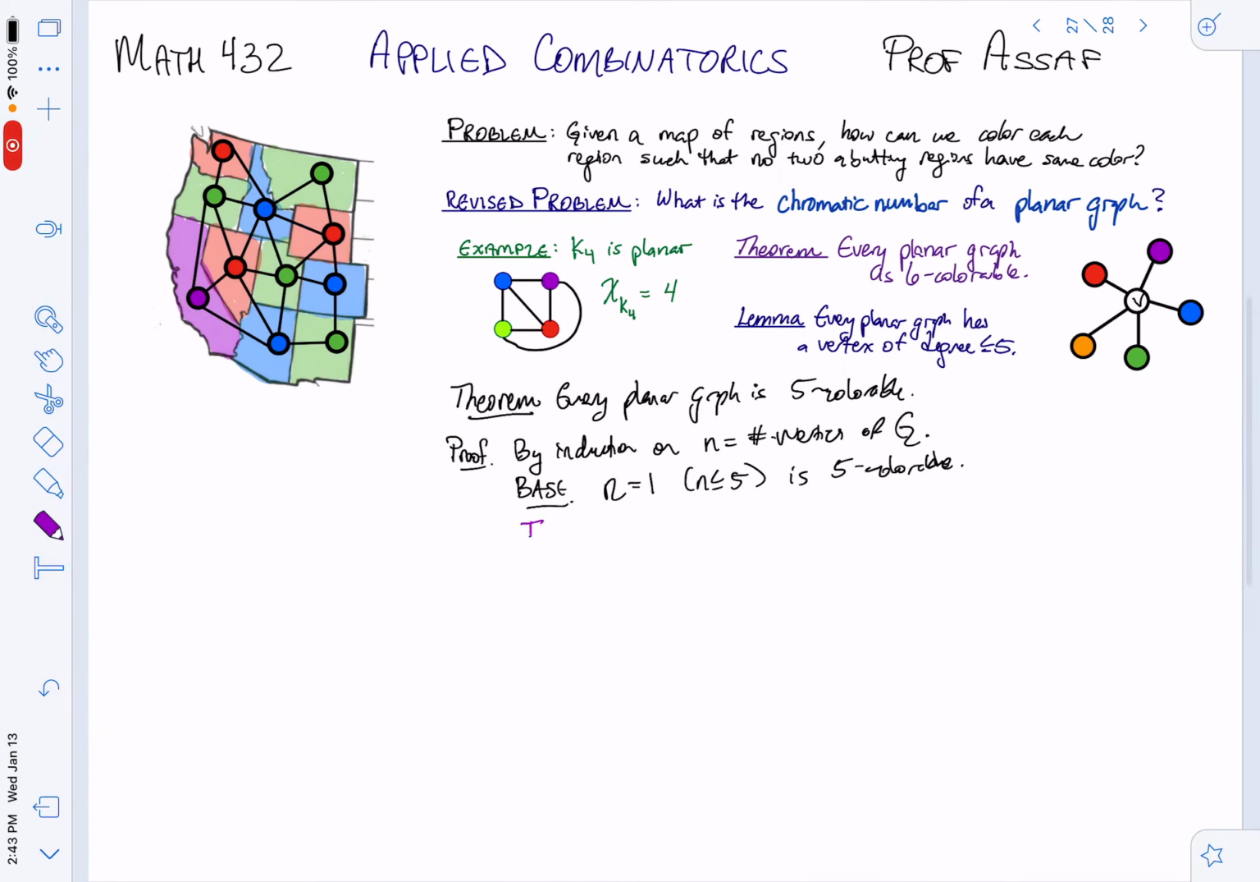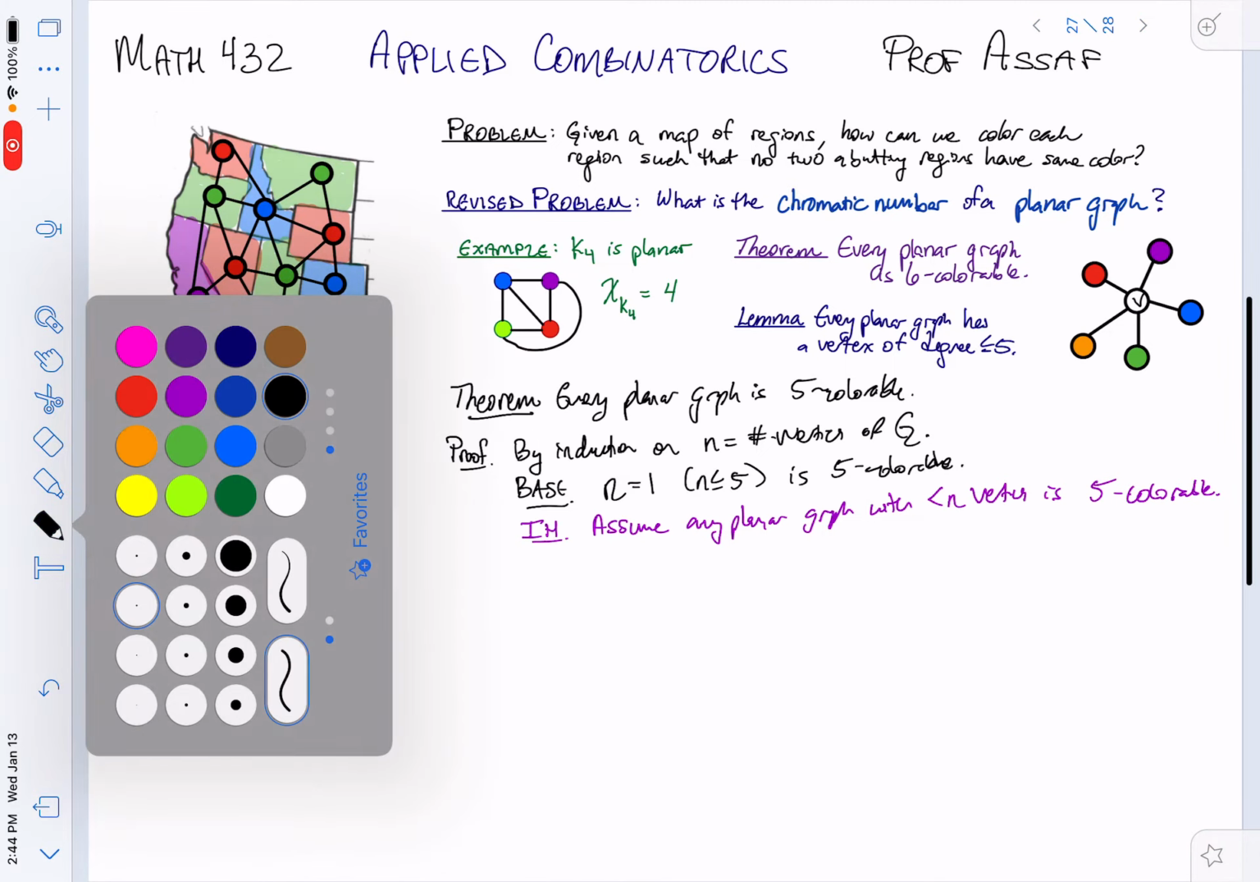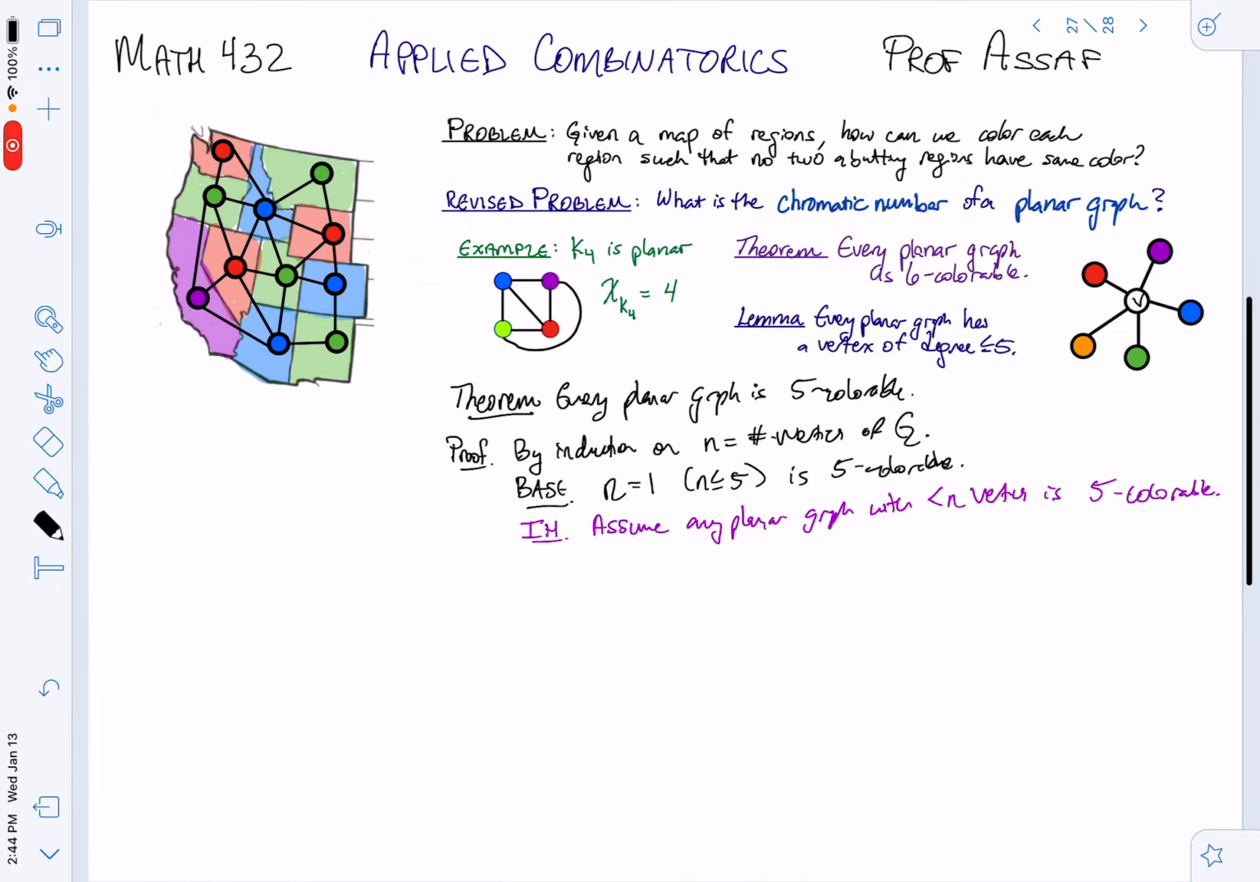Inductive hypothesis, the same as before. We're going to assume that any planar graph with less than or equal to n vertices is 5 colorable. All right, so now let's jump to it. How are we going to prove that 5 colors is enough?